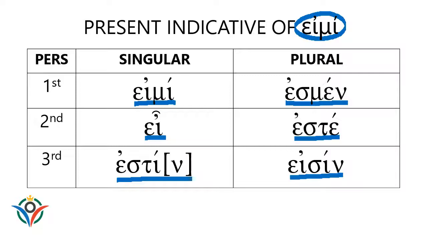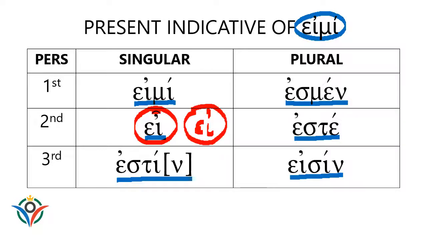The first one is regarding the second person singular. You will notice that the ei is very similar to one of your vocabulary words that you've learned previously, which is ei, and it looks like this. So you will see that the second person singular form of eimi has a critical diacritic, this circumflex above the smooth breathing mark, which distinguishes it from the ei, which means if.